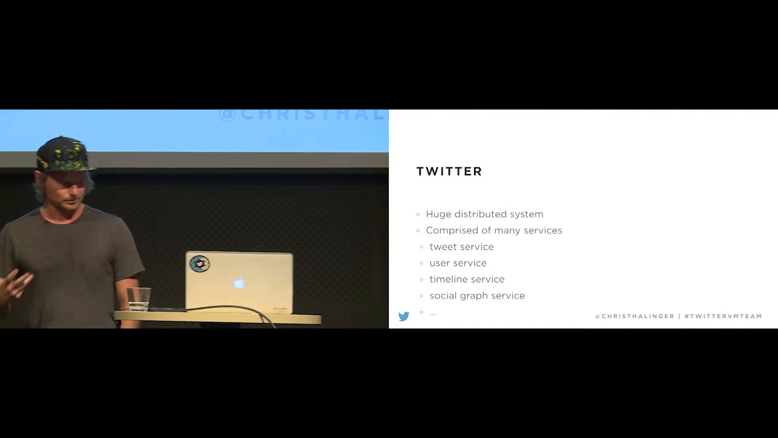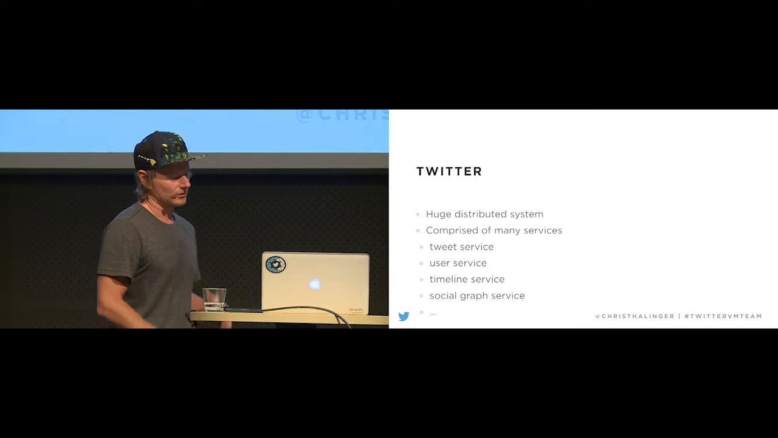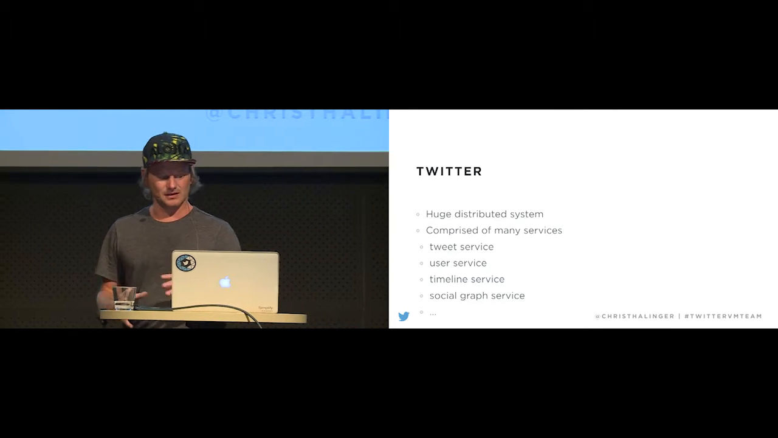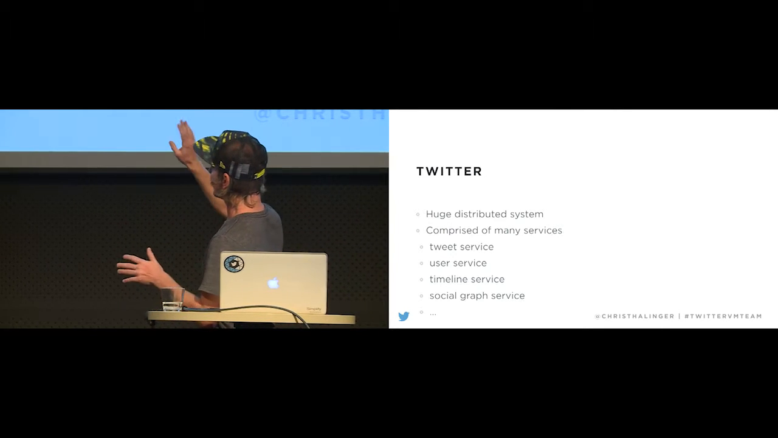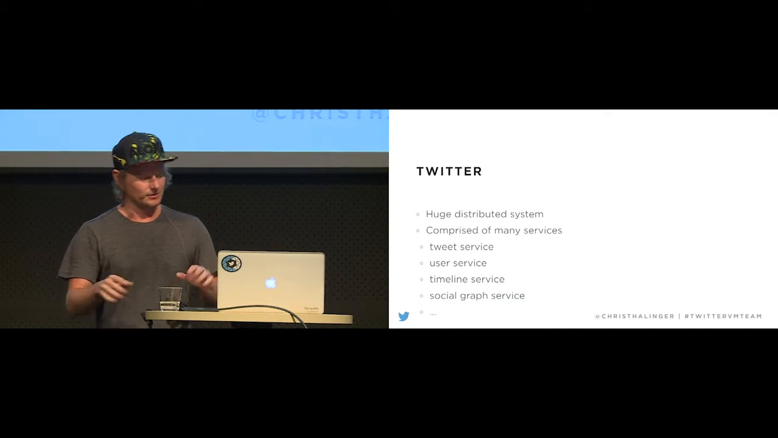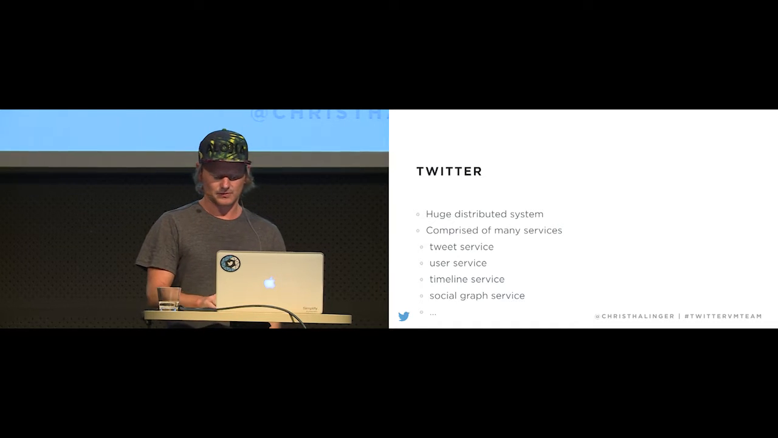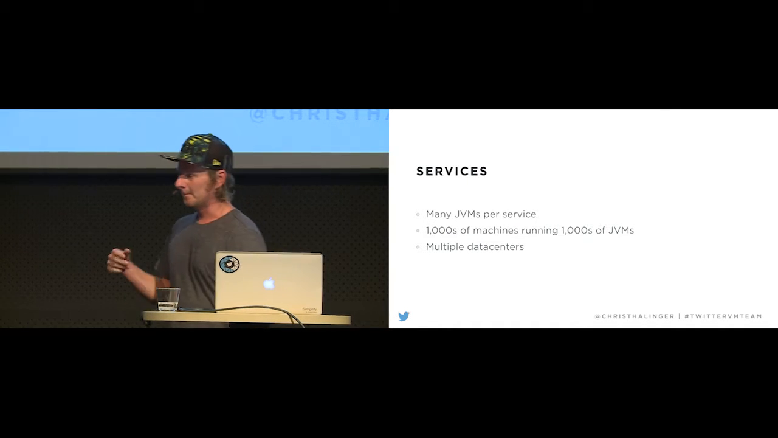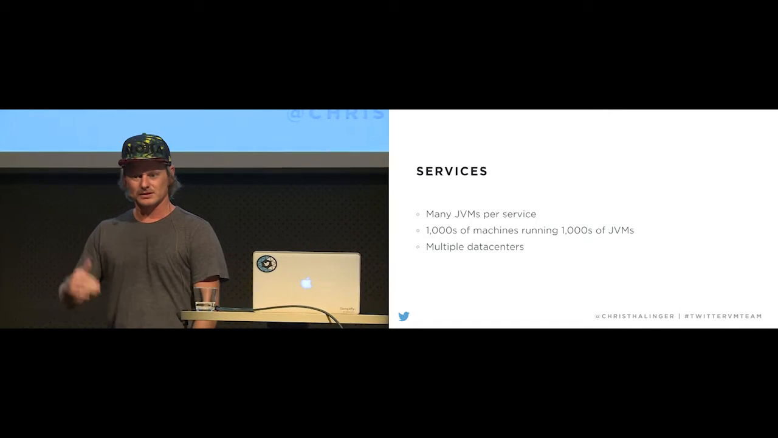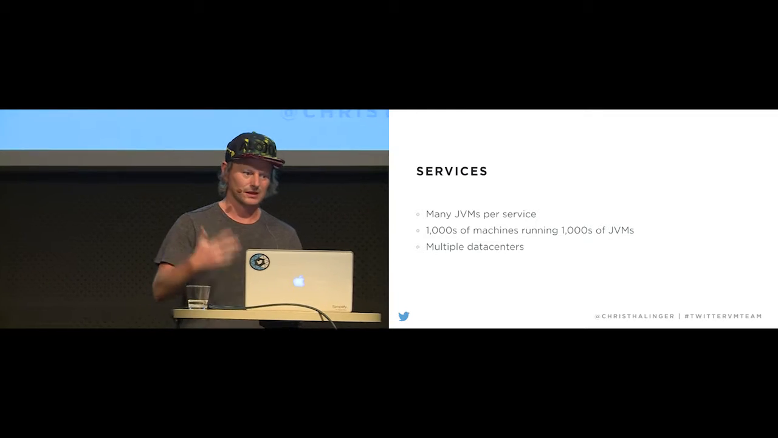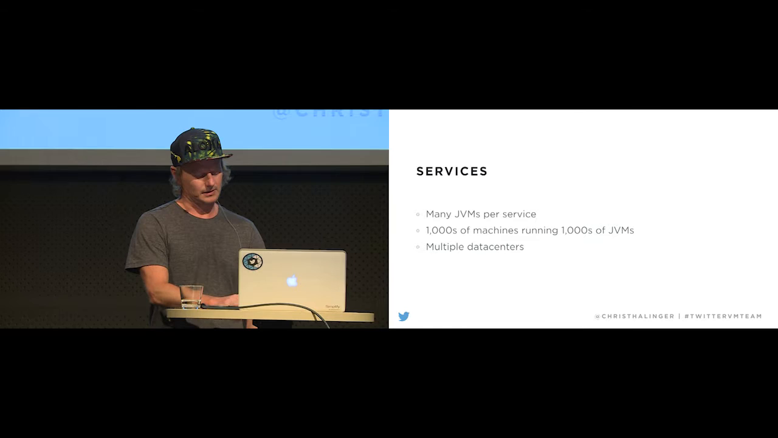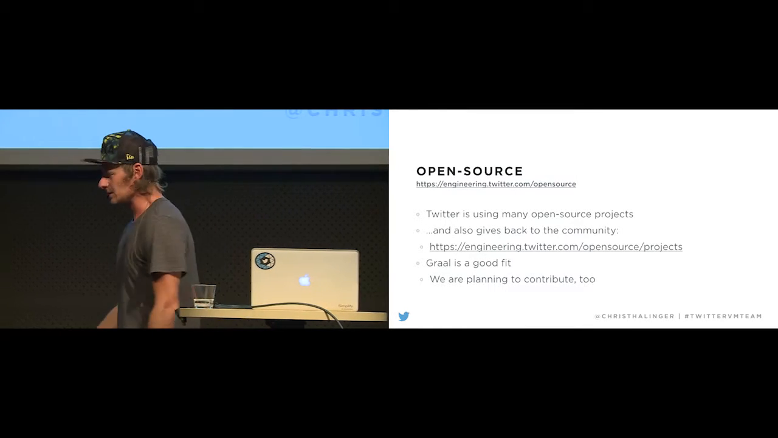So Twitter is, you know what Twitter is, right? But it's a huge distributed system. We have many, many services. These are just a few of them. Probably the most important ones, the tweet service, user service, timeline, social graph, everything that has to do with users and stuff. And we have many instances of each service, like thousands of instances running on thousands of servers in multiple data centers. So it's a huge business, basically.